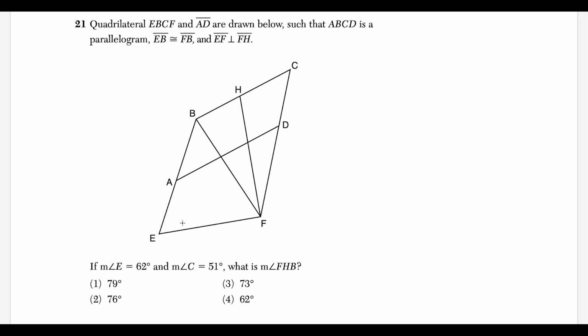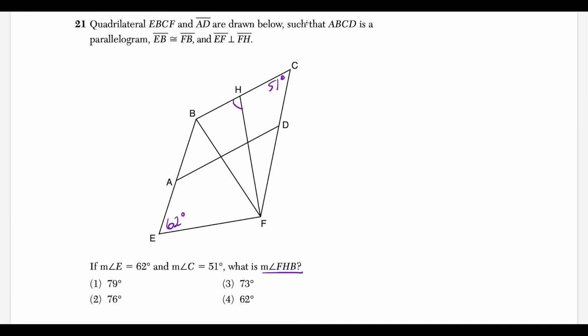We're told a bunch of stuff, and we want to find the measure of angle FHB, which is over here. So the best way to do these questions is to just start plugging in all the stuff they gave you. Measure of angle E down here is 62 degrees. We have the measure of angle C in this corner is 51 degrees.